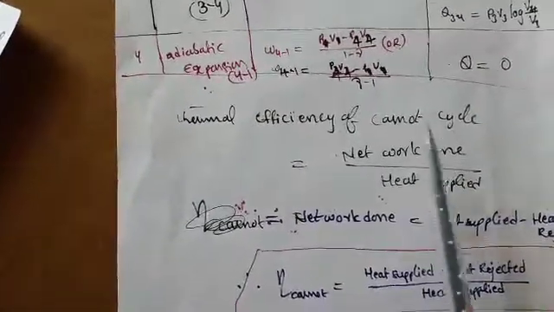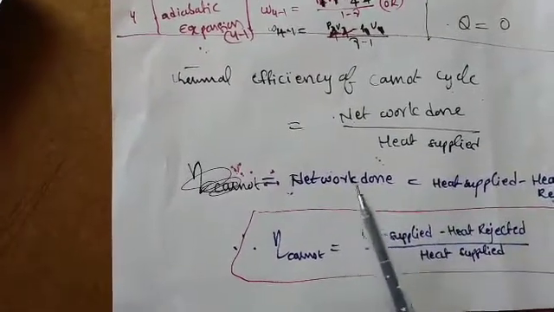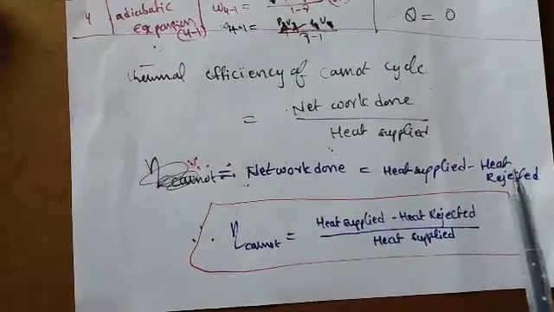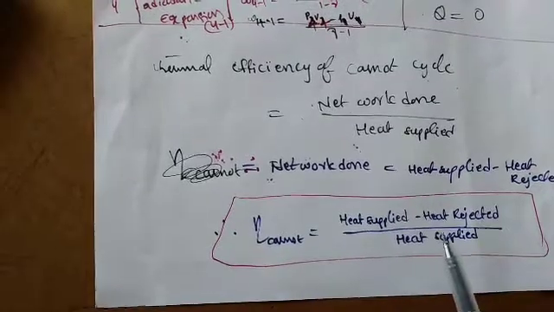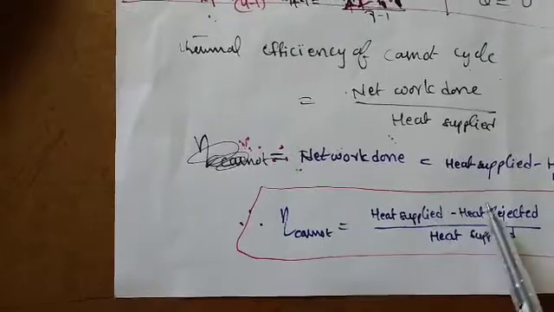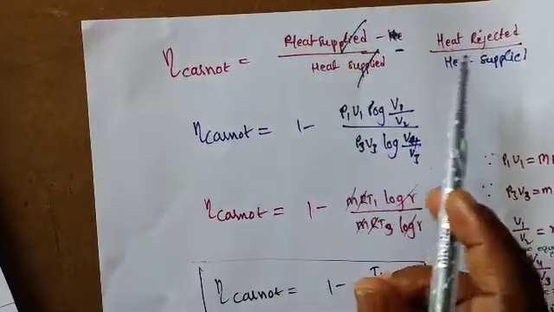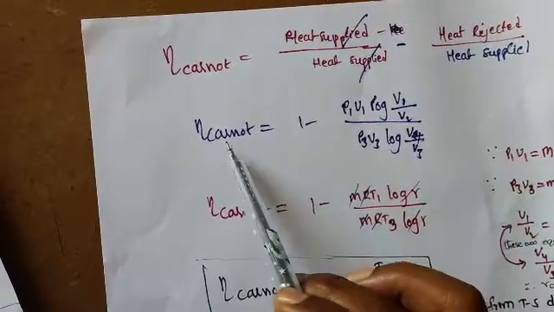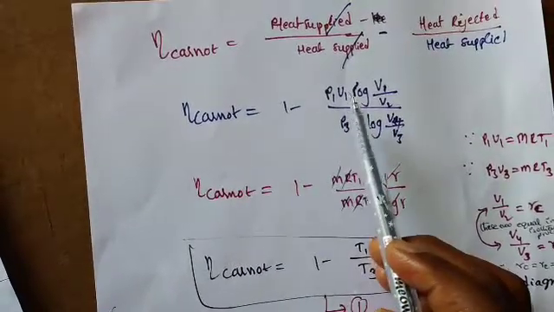Thermal efficiency of the Carnot cycle is equal to, by the general formula, net work done by heat supplied. Again, the net work done formula is heat supplied minus heat rejected. Therefore, for the Carnot cycle, it is heat supplied minus heat rejected, divided by heat supplied. If we separate the denominator terms, we can write: efficiency of the Carnot cycle is equal to heat supplied by heat supplied minus heat rejected by heat supplied. So the efficiency of the Carnot cycle is equal to 1 minus, heat supplied gets cancelled, 1 minus P1 V1 log.